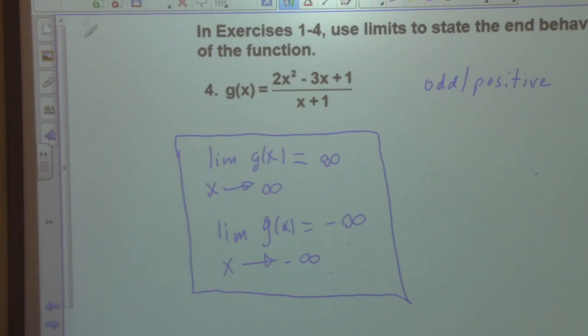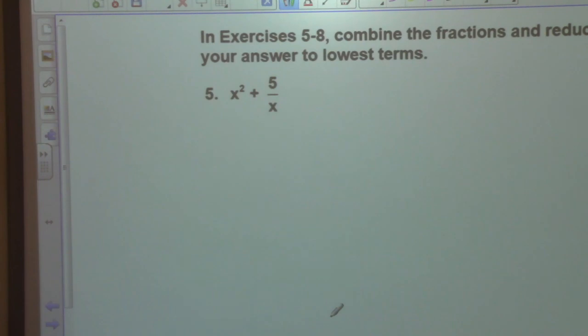Okay, next, 5 through 8, combine the fraction, reduce your answer to lowest terms. Should I just call on somebody for this? It should be worked out. Okay, on this one here, it so happens that 6 is very similar.